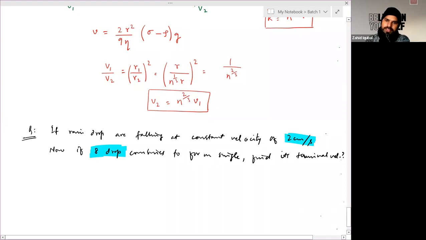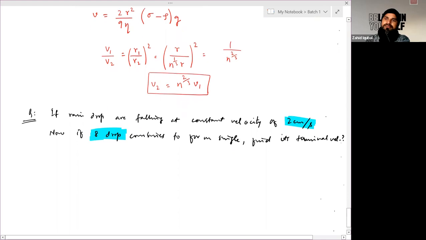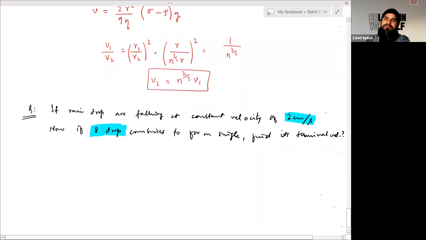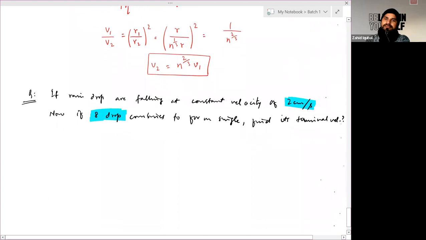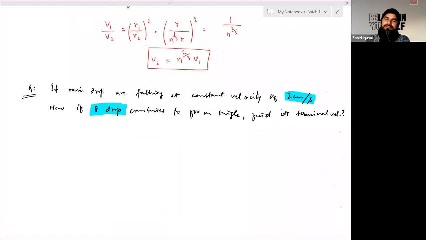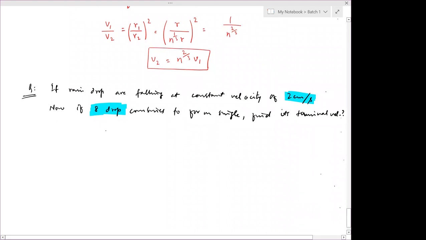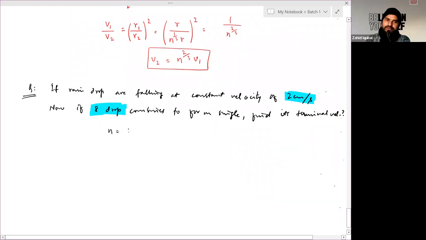Hiba, you got any answer? No, sir, I'm doing. Just say we have number of drops 8 and velocity of each drop initially is just 2 centimeter per second. So put these two terms in the above expression. V2 will be equal to n^(2/3) times V1, so 8^(2/3) times 2. How to calculate this part?